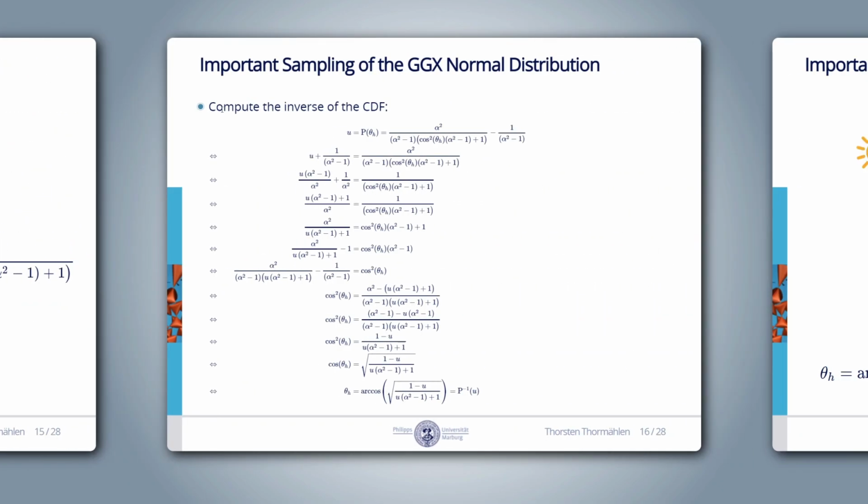In step 2, we have to compute the inverse of the CDF. We start with the equation u is equal to the CDF from the previous slide. Then we solve this equation for theta h to compute the inverse. After some steps, we get the inverse of the CDF. It is the arc cosine of the square root of some function of u and alpha. U is the value of a uniformly distributed random variable, and alpha controls the roughness of the surface.